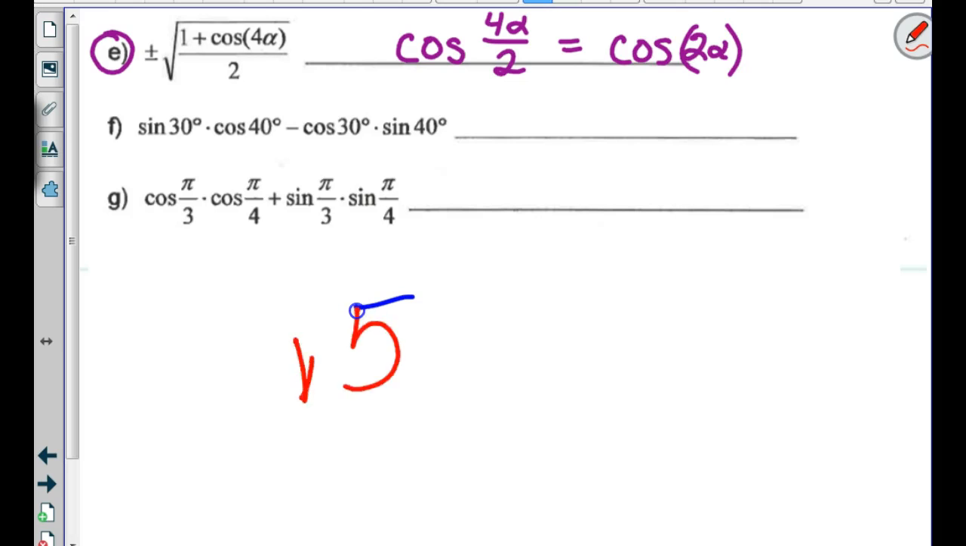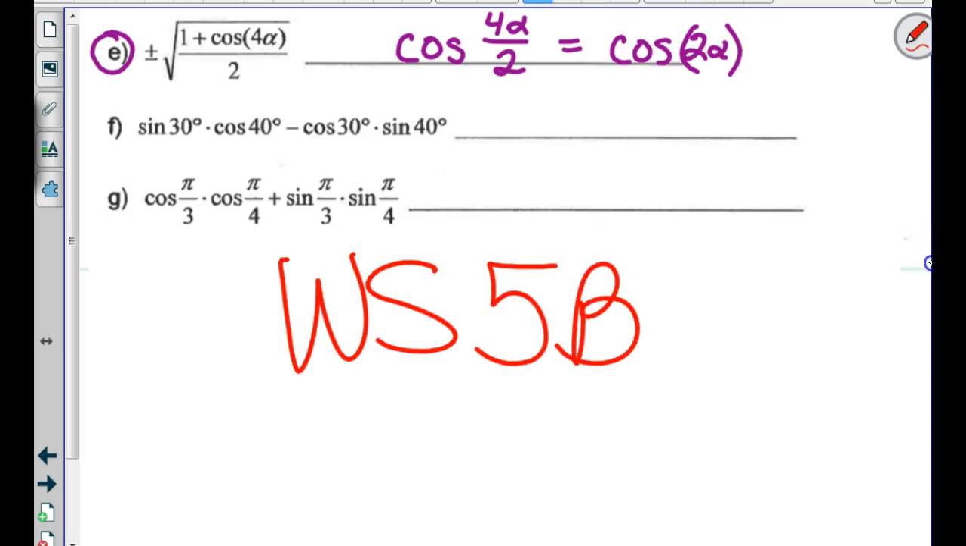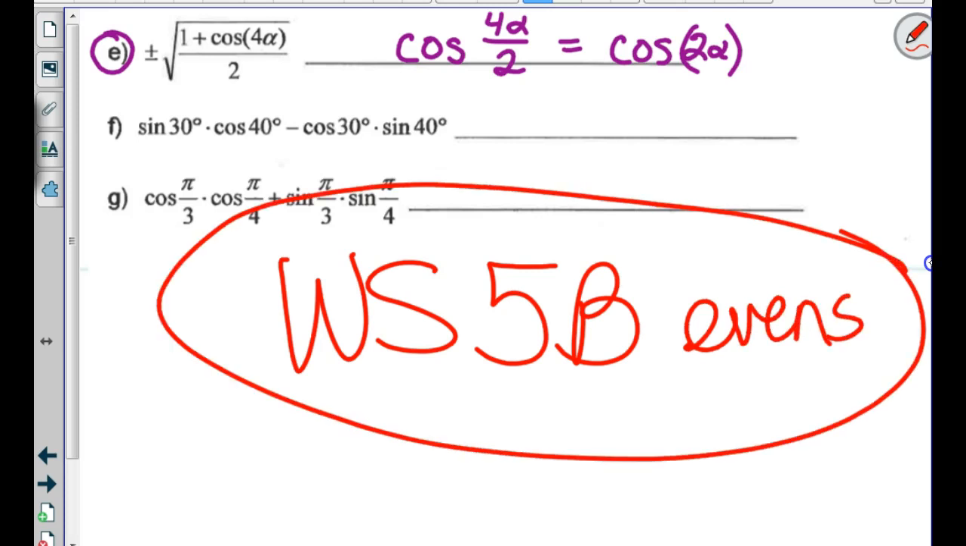Worksheet 5B. Oh my goodness. I just wanted to put up here before I turned off the recording. Evens. Is that what we decided was our homework? Okay. The worksheet, so it's not evens or odds in the back.